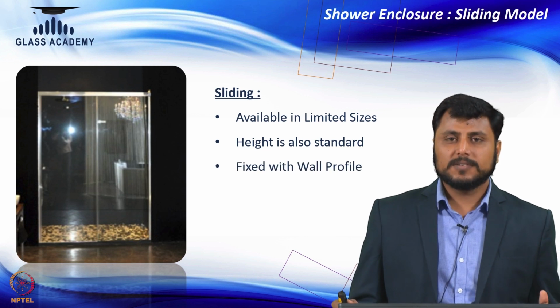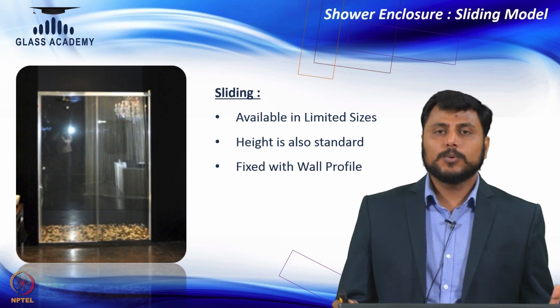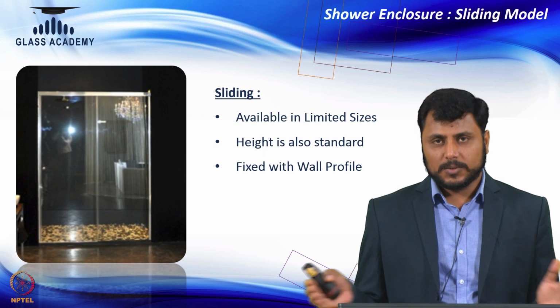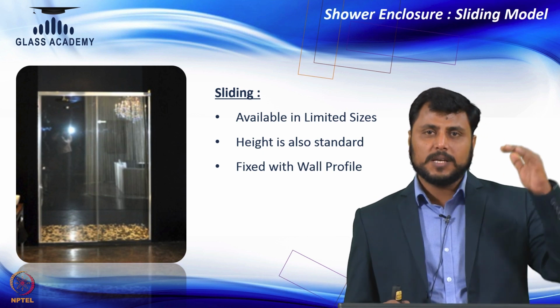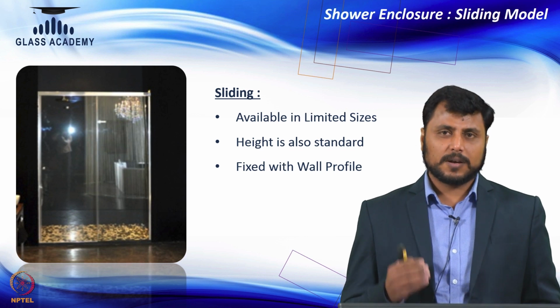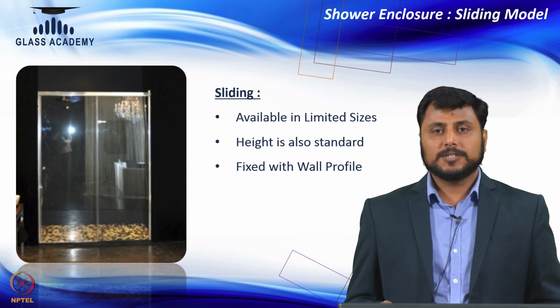Then it is fixed with wall profile, but compared to that corner one, you can see there are only 2 or 3 wall profiles. So one on the left side, one on the another side where the closing is happening, and one profile is being kept on top side to hold the channel and the roller. So compared to corner model, this is still compatible for fixed sizes installations.